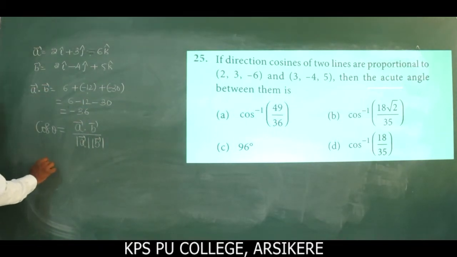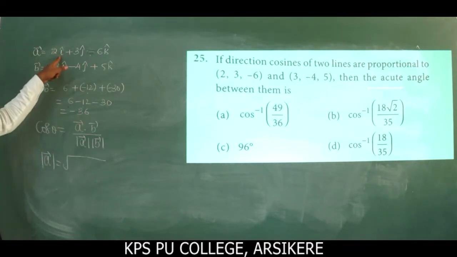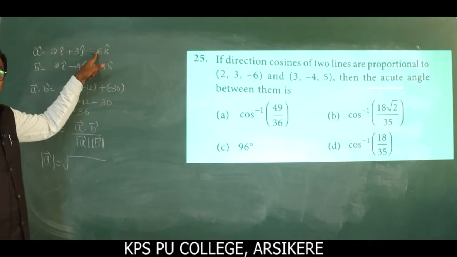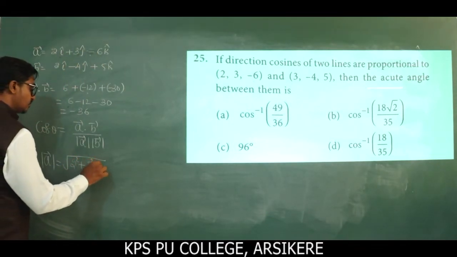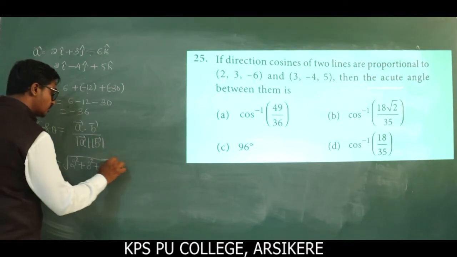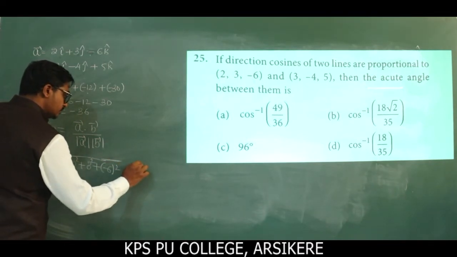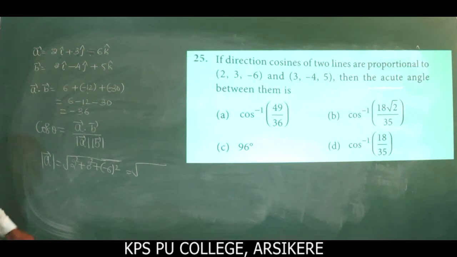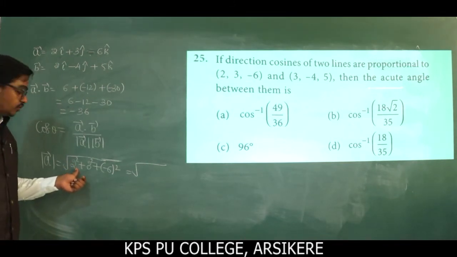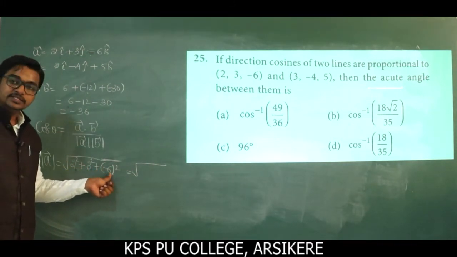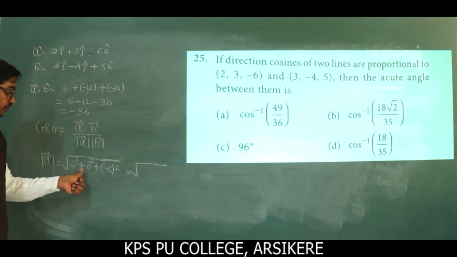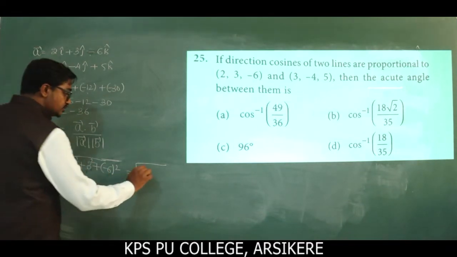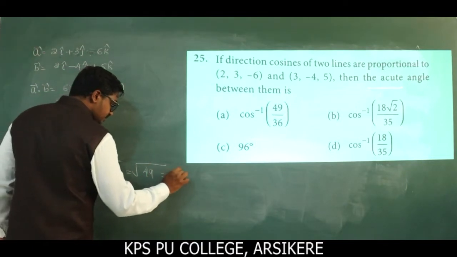And magnitude of vector A is equal to square root of 2 square plus 3 square plus minus 6 whole square. Directly, 2 square is 4, 3 square is 9, 6 square is 36. 36 plus 4 is 40, 40 plus 9 is 49. Square root of 49 becomes 7.